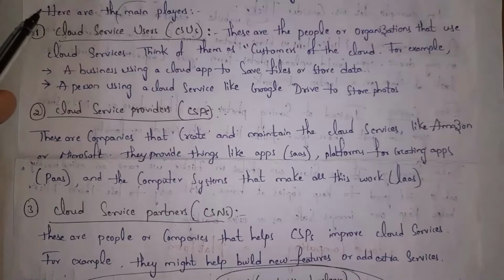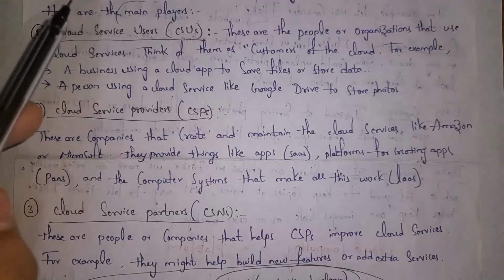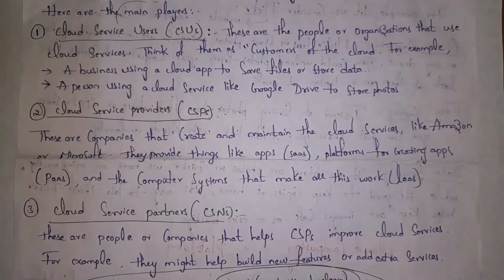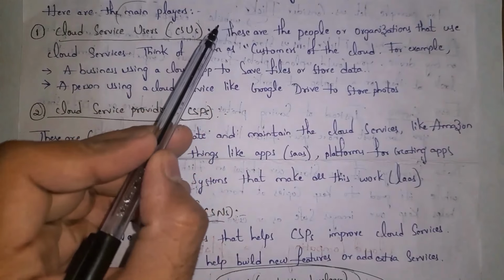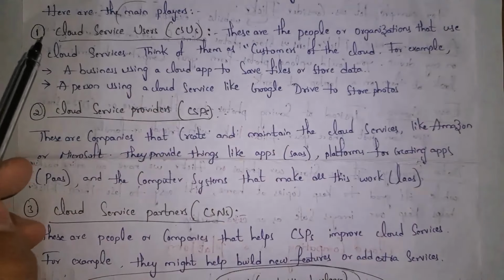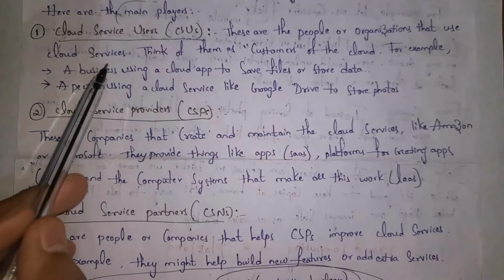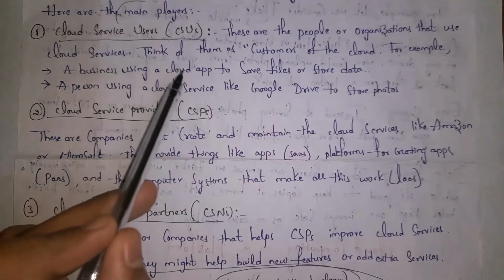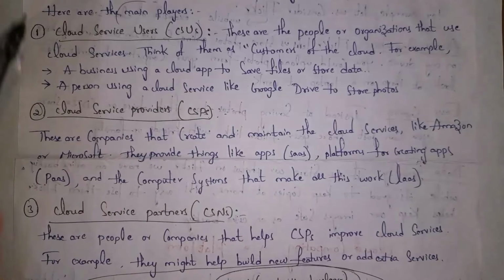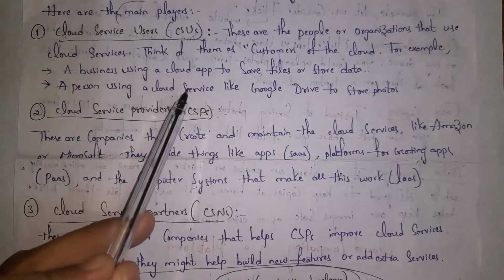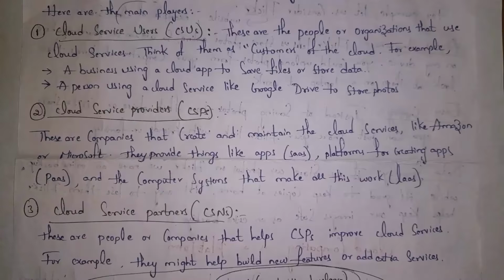The first one is cloud service users. Shortly we call them CSUs. These are people or organizations that use cloud services. Think of them as customers of the cloud. For example, a business using a cloud app to save files or store data, or a person using a cloud service like Google Drive to store photos.